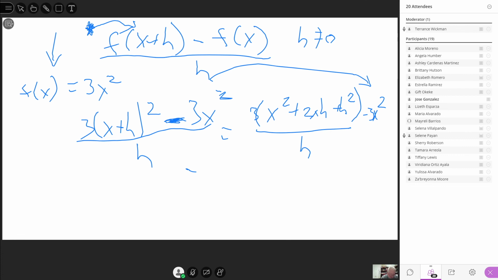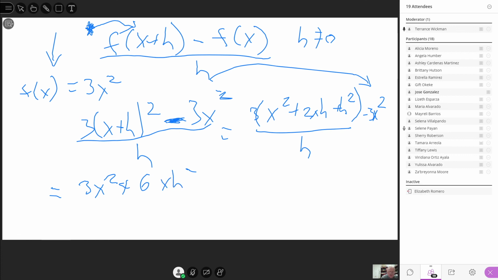So the next line is going to give us this. 3x squared plus 3 times 2 gives us 6xh plus 3h squared minus 3x squared. And all this is over h. You can cancel. This cancels. This cancels.